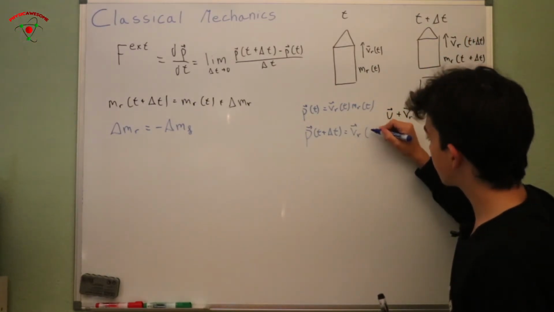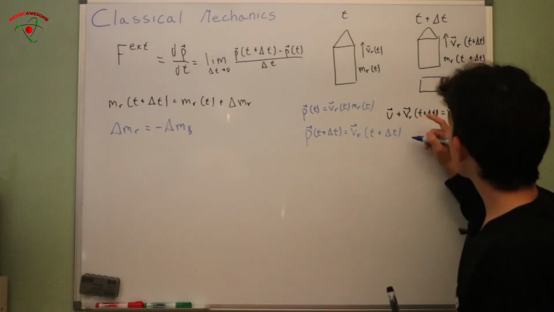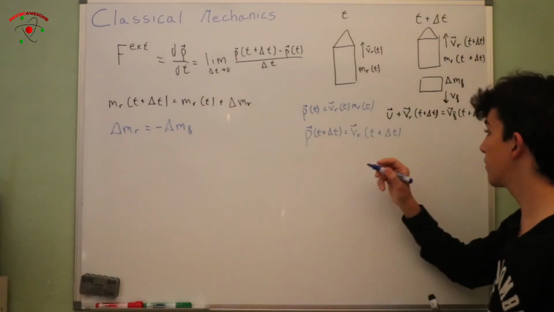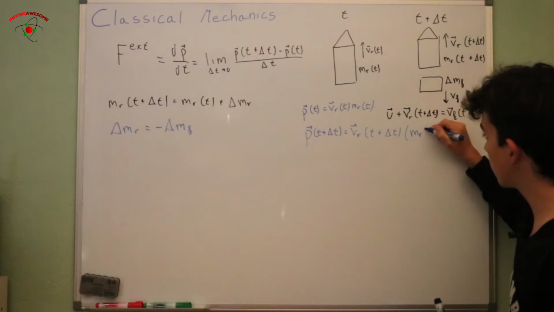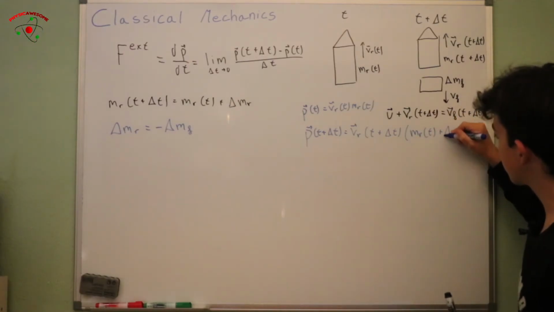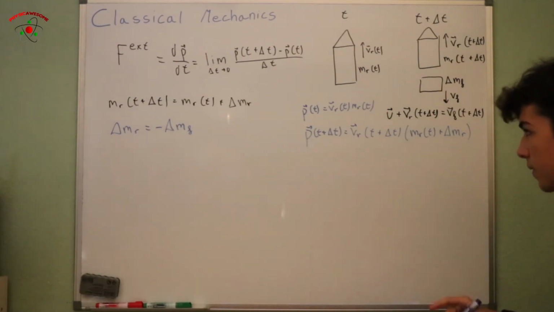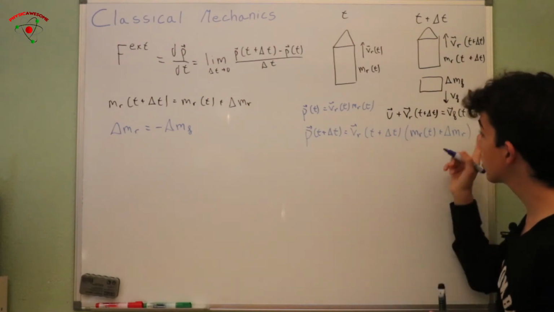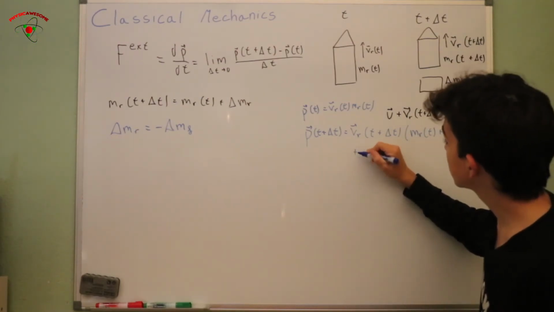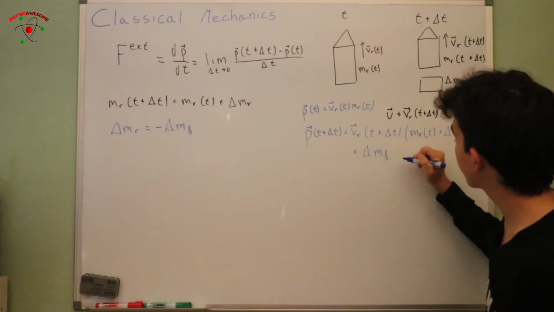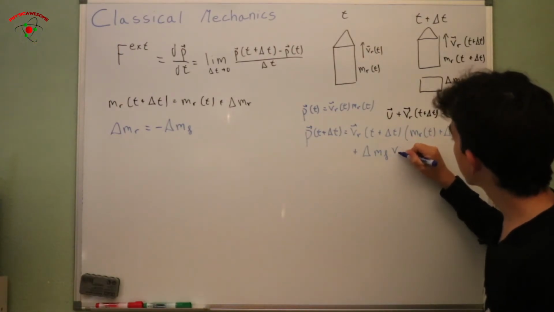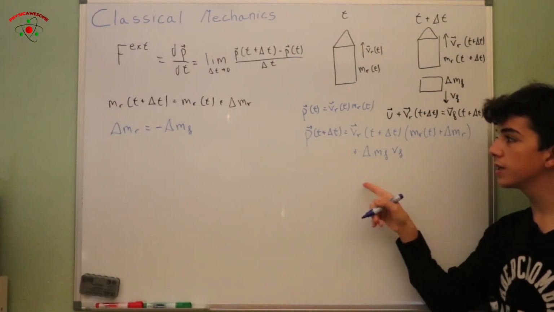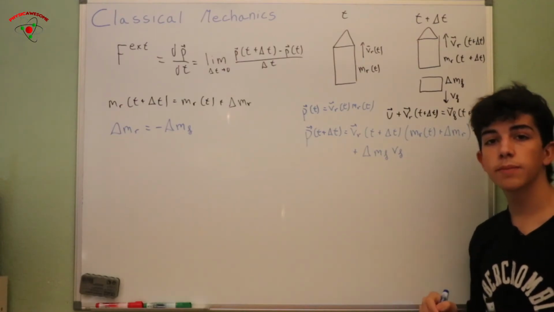vr of t plus delta t and mr of t plus delta t, but we said that that was mr of t plus delta mr. So this is mr of t plus delta mass of the rocket. And we're going to have a component arising from the fuel. Therefore, we're going to have a plus delta mf times the velocity of the fuel. And this is going to be the momentum at time t plus delta t.